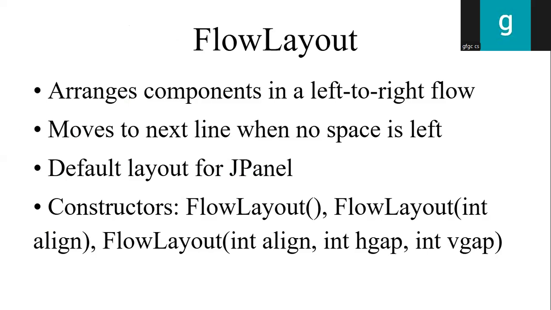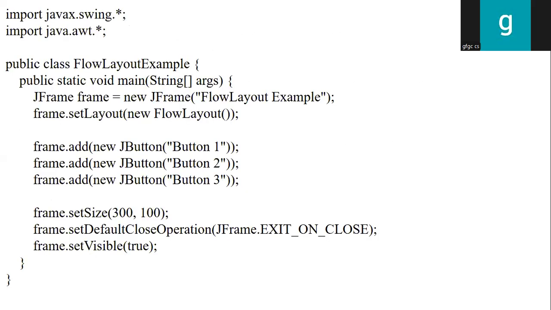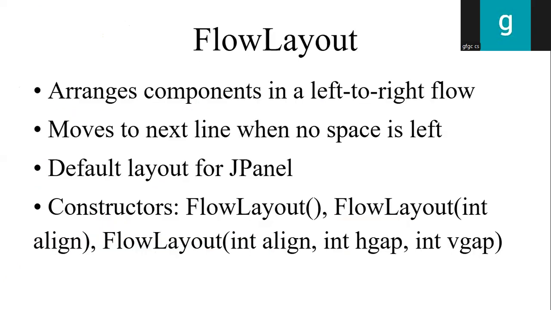Constructors. For this flow layout, the constructors are FlowLayout(), FlowLayout(int align), and FlowLayout(int align, int hgap, int vgap). Here is the example. The first one is the default constructor. It will arrange the components simply from left to right. Next one is FlowLayout with alignment, in which we can justify the alignment, like left or right. The last one takes the alignment as well as the horizontal gap and vertical gap.